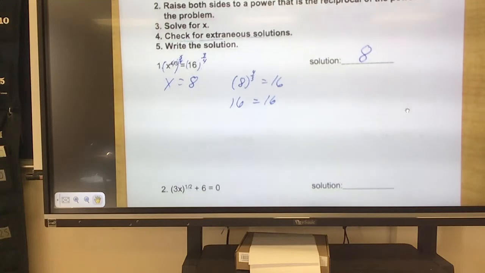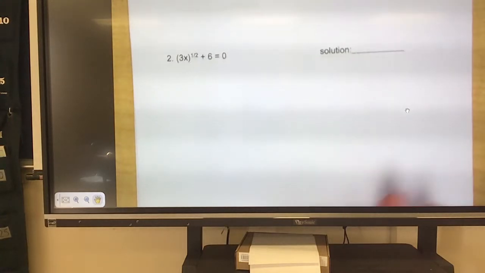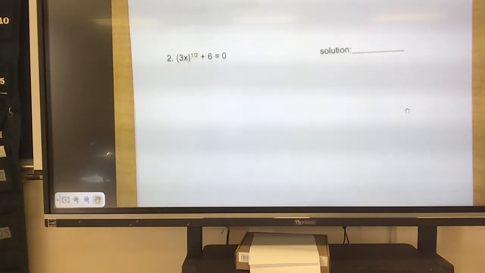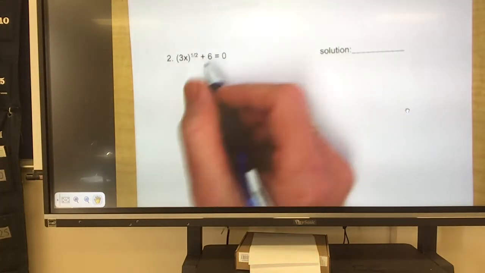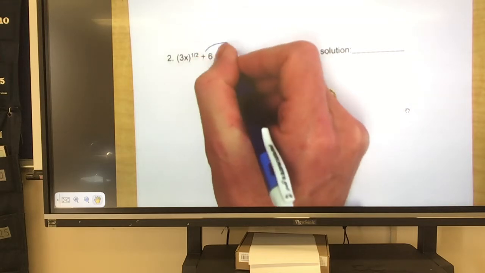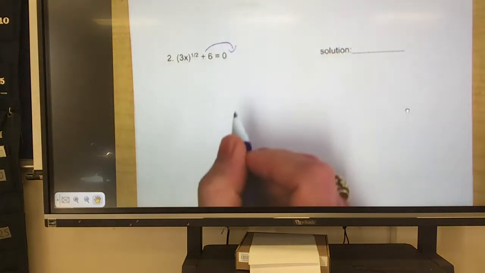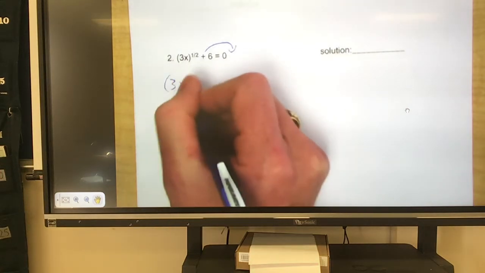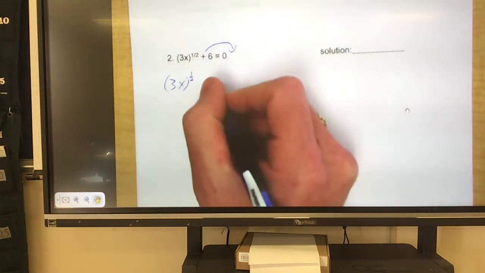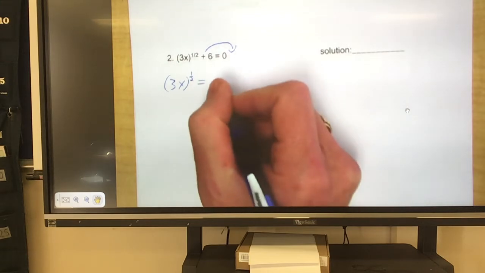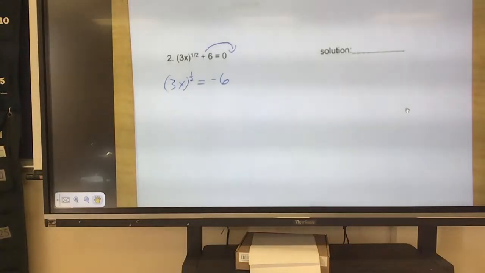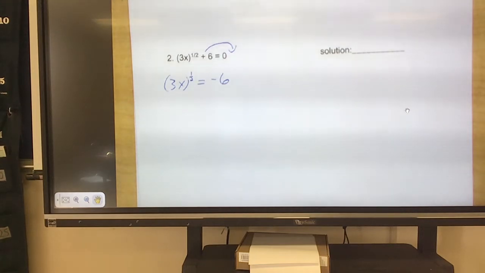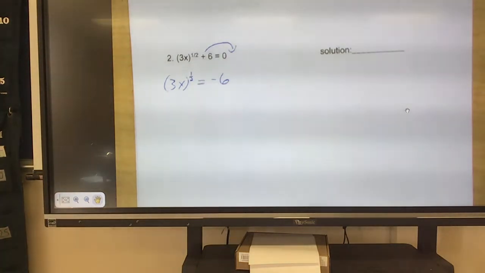Okay, taking a look at the next one, just like when we're solving any equations, we have to go step by step. This is a two-step equation. It's having 6 added to it, so we have to take that 6 across, because we're solving for x. When it crosses the bridge, it changes signs. So I have 3x to the 1/2 power equals -6.